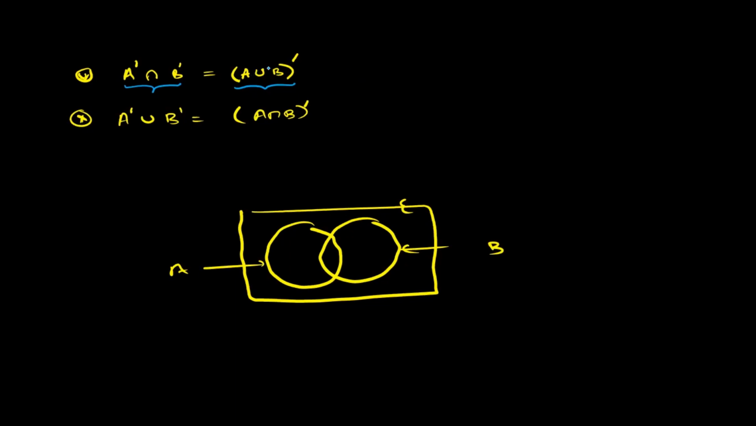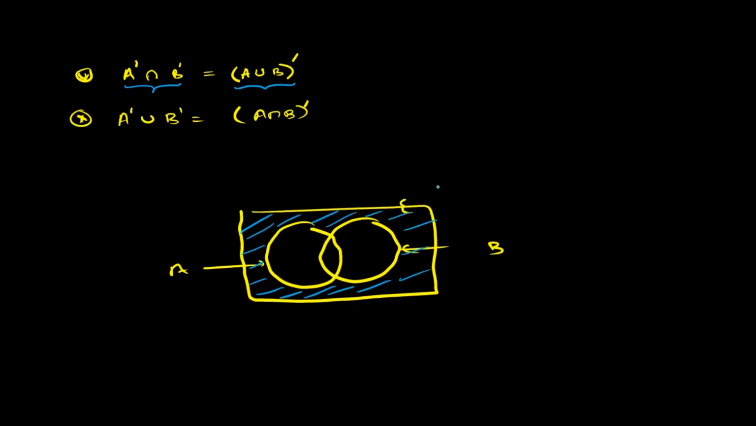Here, A union B means all the elements in set A and set B, which means considering this circle and this circle, A union B means these two circles. But we need A union B complement. Complement means outside of it. Outside of the circles means this area. So this is what they wanted us to shade.